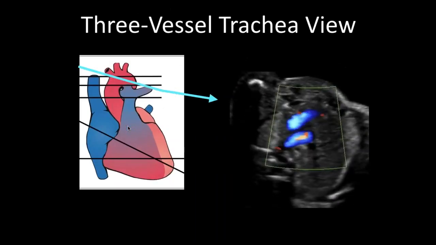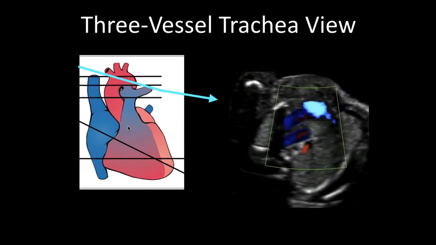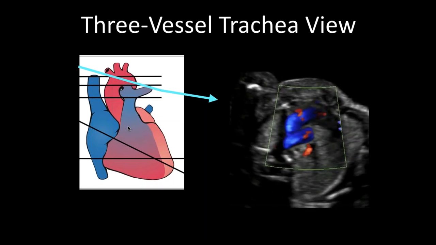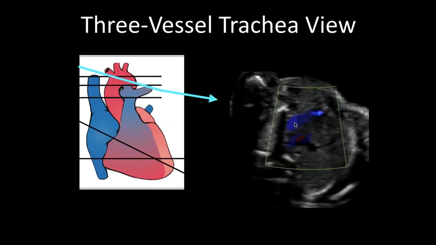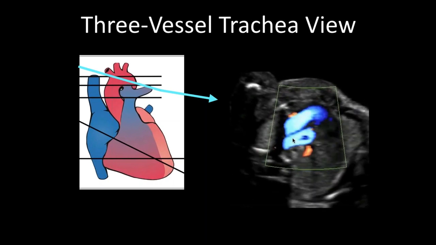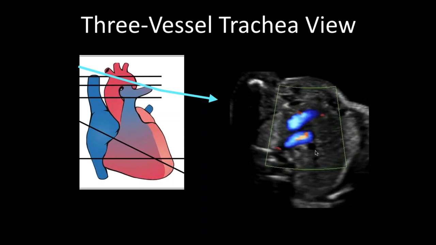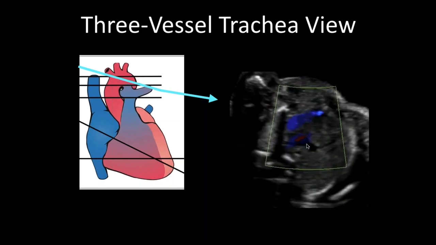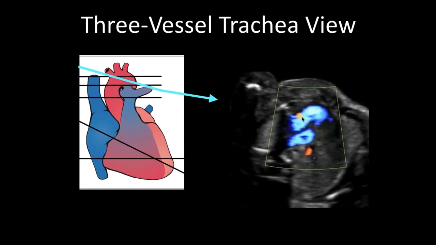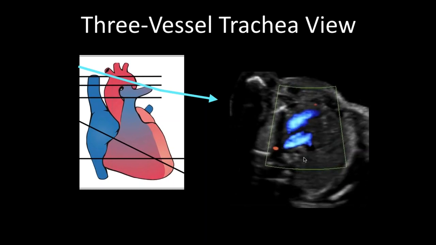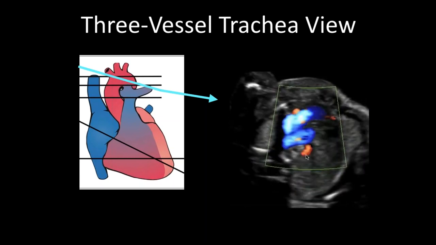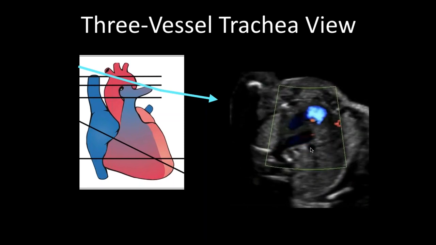Then if you turn obliquely, slightly to the left side, you get the classic three-vessel trachea view. Pulmonary artery, ductal arch, aorta, aortic isthmus, superior vena cava. I don't see any blood flow in the superior vena cava because I'm at a little bit of a higher velocity to get the blood flow in the great vessels, but you see a little bit of the azygos vein dumping blood into the superior vena cava here.